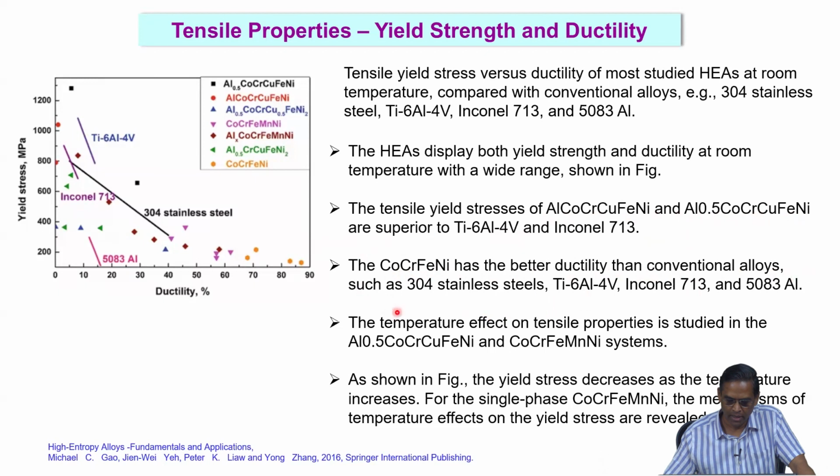And cobalt, chromium, iron, nickel has a better ductility than the conventional alloys such as 314 stainless steels and Ti64, Inconel 713 and 5083 aluminum alloys. The temperature effect on the tensile properties was studied in aluminum 0.5, cobalt, chromium, copper, iron, nickel and cobalt, chromium, iron, manganese, nickel systems. As shown in this figure, the yield stress decreases as the temperature increases for a single phase cobalt, chromium, iron, manganese, nickel, and the mechanisms of the temperature effect on the yield stress are revealed.